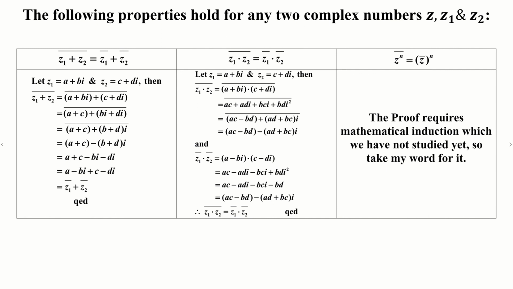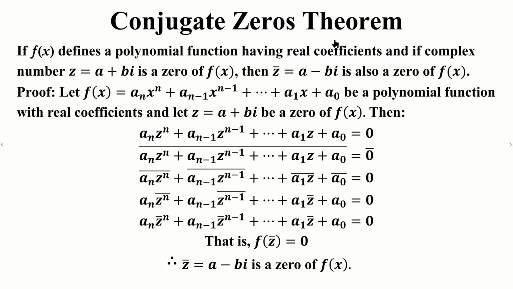Let's move on. Now we want to look at what's called the conjugate zeros theorem. If f of x defines a polynomial function having real coefficients, and if complex number z equals a plus bi is a zero of f of x, then z bar, the conjugate of z, is going to be a zero of the function as well. So they go together. Anytime one complex number of the form a plus bi is a zero of a function, then its conjugate is also going to be a zero of it.